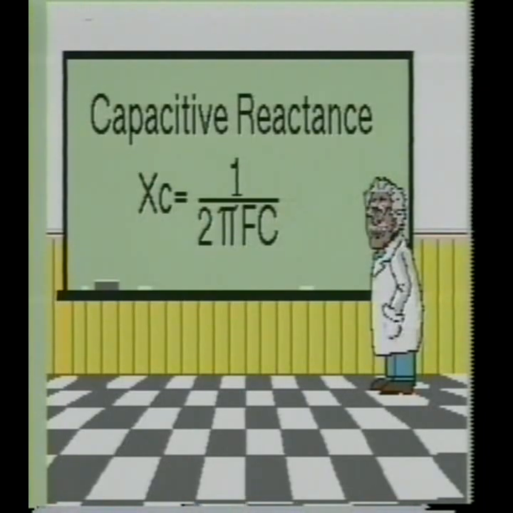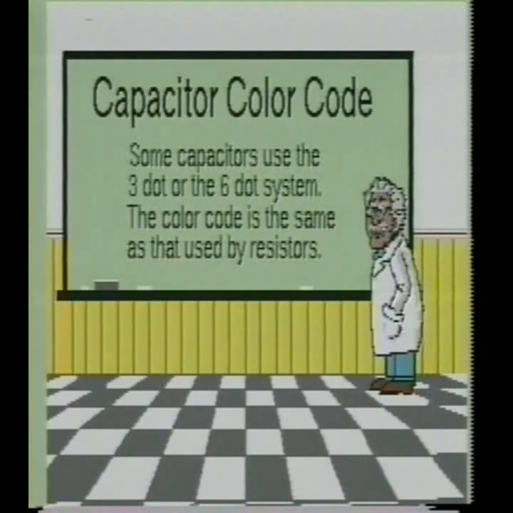You have also seen that the capacitive reactance of the capacitor depends on the capacitance of the capacitor, as well as the frequency of the signal being applied. Some capacitors are also color-coded using either the 3-dot or the 6-dot system. The colors in the color code are the same ones used for the resistor color code.